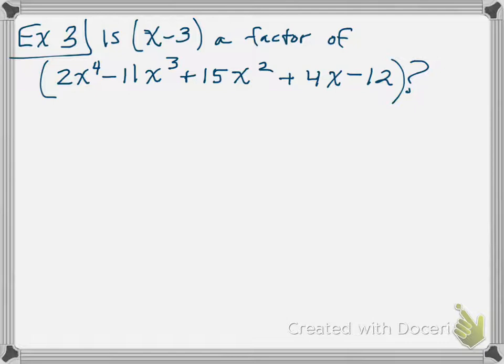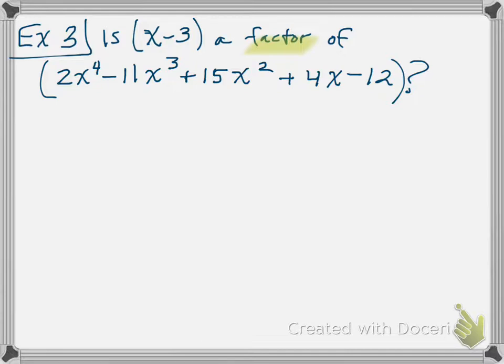So in this next example 3, we have asking a slightly different question here. It says, is x minus 3 a factor of this long polynomial 2x to the fourth minus 11x to the third plus 15x squared plus 4x minus 12? Ooh. Well, the idea of it being a factor means that the remainder would be 0, because it means that x minus 3 times some other polynomial would equal this other long polynomial.